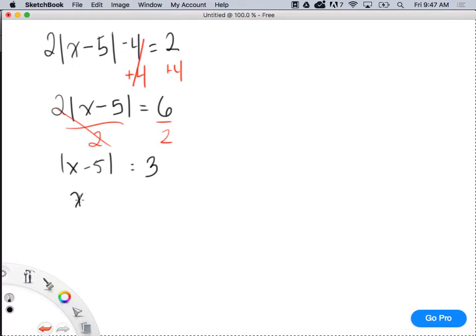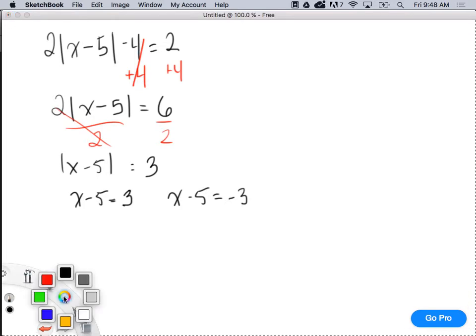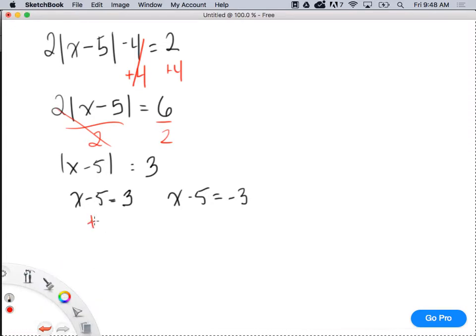Now what do I do? Drop the absolute value, x minus 5 equals 3, but then I have to write the opposite equation, right? X minus 5 equals negative 3. I think that was probably the best way to say it. X minus 5 equals 3, and x minus 5 equals negative 3. Got it? And then I do what? I solve both. So I add 5 to both sides here. I get x equals 8. I add 5 to both sides here. I get x equals 2. So my answer is x equals 2 or 8.